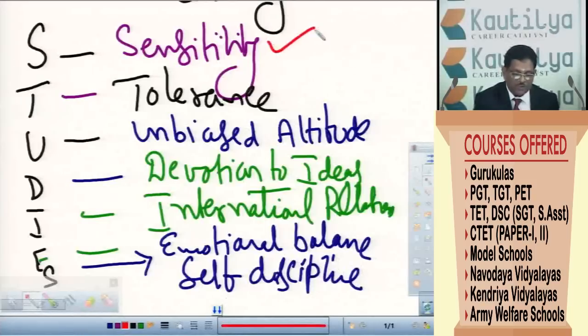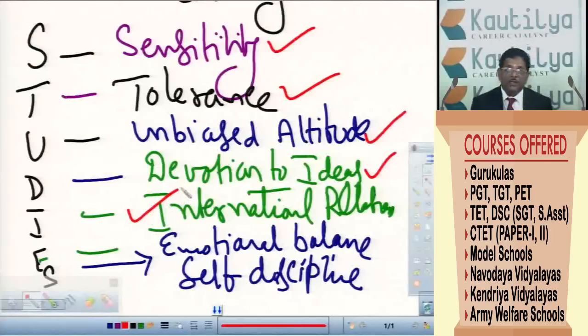S stands for sensitivity, T stands for tolerance, U stands for unbiased attitude, D stands for devotion to ideas, I stands for international relationships, in order to understand the concept of international understanding by individuals. It is nothing but by the learners. And E stands for emotional balance and S stands for self-discipline. These all are the different areas of social studies. If we see all these abbreviations for each letter of the word social studies, we can understand the fundamental objectives of social studies.